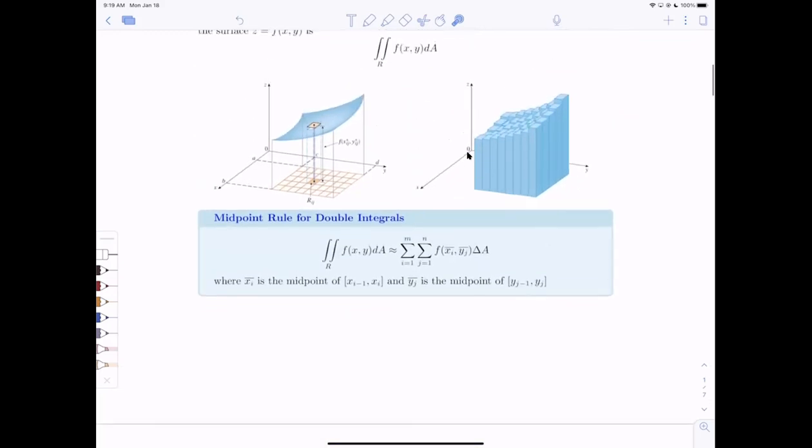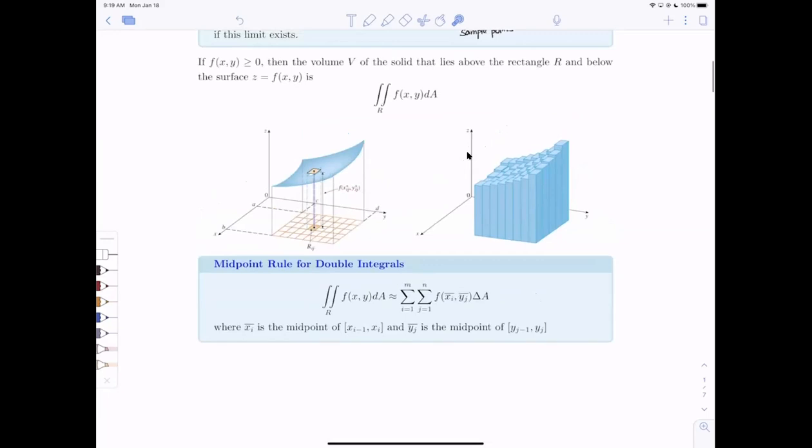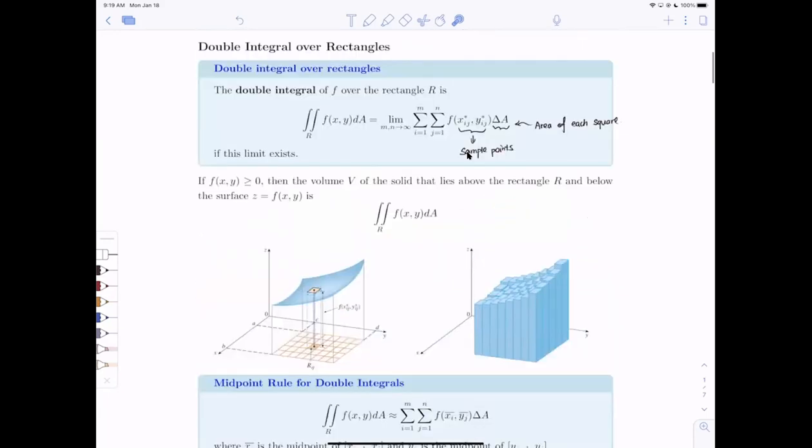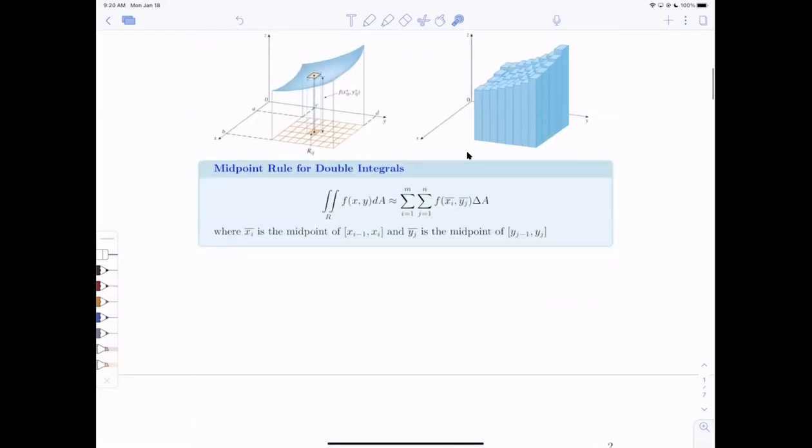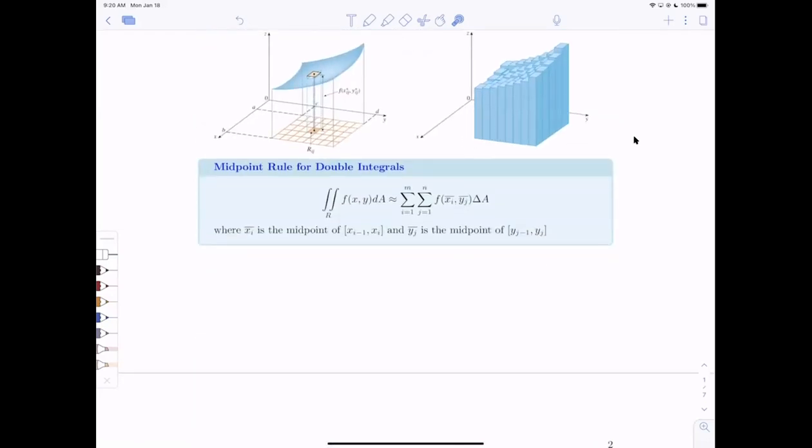I suppose everyone remembers that. That's why I didn't review the Riemann's sum. But it's basically this: you divide each of your width and length into different parts, where for x it's m parts and y is n parts, and you just add each of the volumes together. I suppose everyone remembers that, so I'm not trying to do too much.